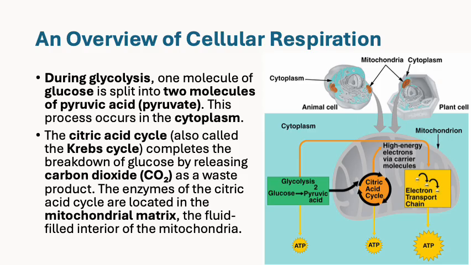The first stage, glycolysis, occurs in the cytoplasm. During glycolysis, one 6 carbon glucose molecule is split into two 3 carbon molecules called pyruvic acid, or pyruvate. After this, the citric acid cycle, also known as the Krebs cycle, completes the breakdown of the fuel. This stage takes place in the mitochondrial matrix. As glucose is fully broken down, carbon dioxide is released as a waste. By the end of the citric acid cycle, most of the carbon atoms from glucose have been removed and released as carbon dioxide.